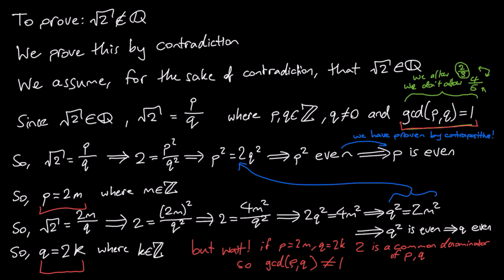So what we've ended up with is we know logically that the greatest common denominator of P and Q is not equal to 1. And on the way, we assumed that the greatest common denominator is equal to 1. So we're in a situation where the greatest common denominator is both equal to 1 and not equal to 1. That is our contradiction.